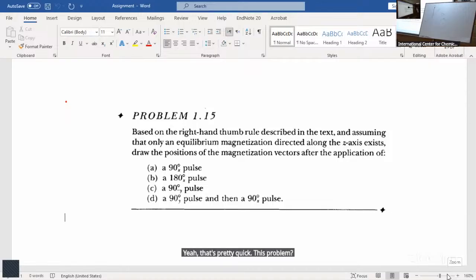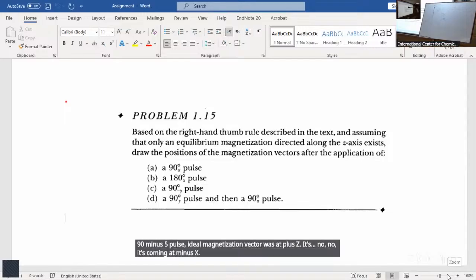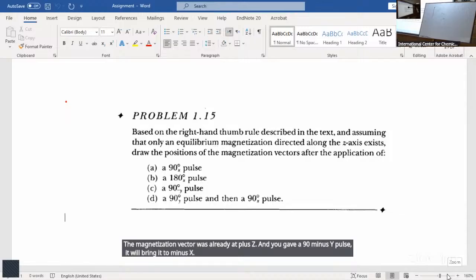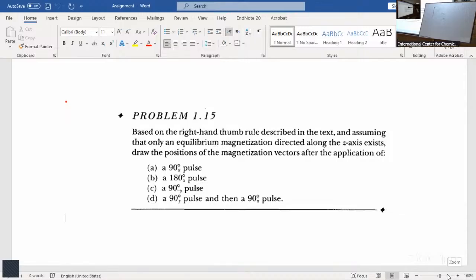Okay, it's a matter. A 90 minus y pulse, and your magnetization vector was at plus z. It's coming at minus x. The magnetization vector was already at plus z, and you gave a 90 minus y pulse. It will bring it to minus x. But as my understanding it is coming to plus x. Can you draw that for me? You can draw that on your notebook, and then I can explain.